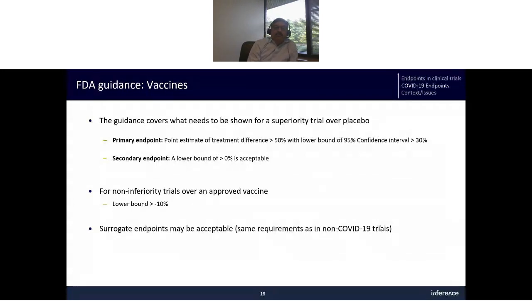Now, surrogate endpoints, it says, may be acceptable. But again, the issue is validation and things like that, or whether it's reasonably likely. That's something that would require discussion with the agency.